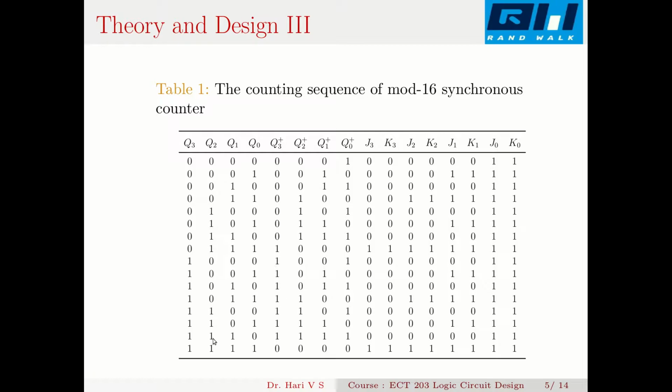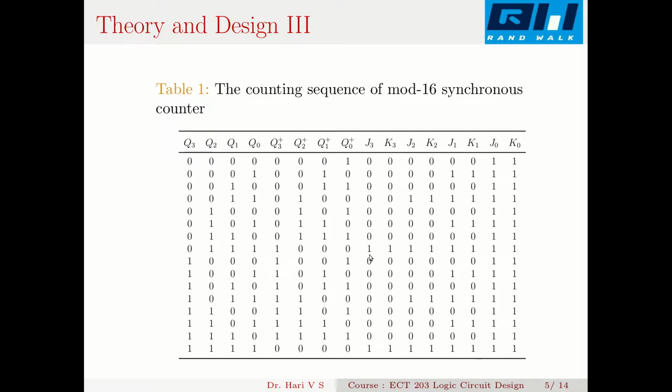From here to here you can see that Q3 does not change, it becomes Q3 plus, so J3 equal to K3 equal to 0. And in the last case there is a change, that is from 1 to 0, so there I have J3 equal to K3 equal to 1. Here also you don't need a comma, because only in two cases you get a 1.